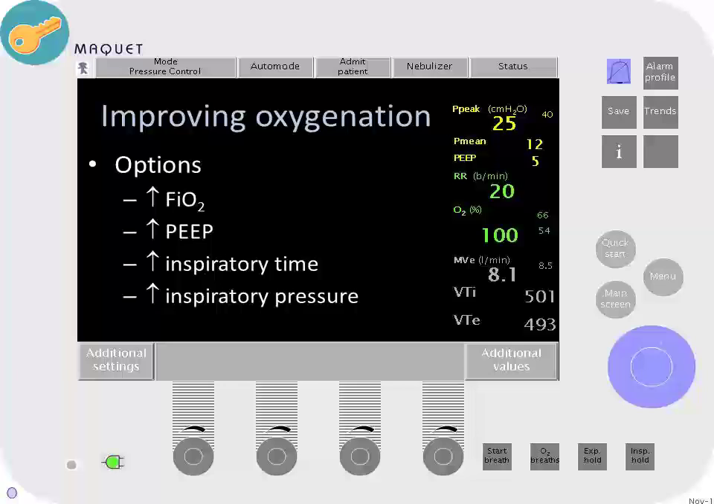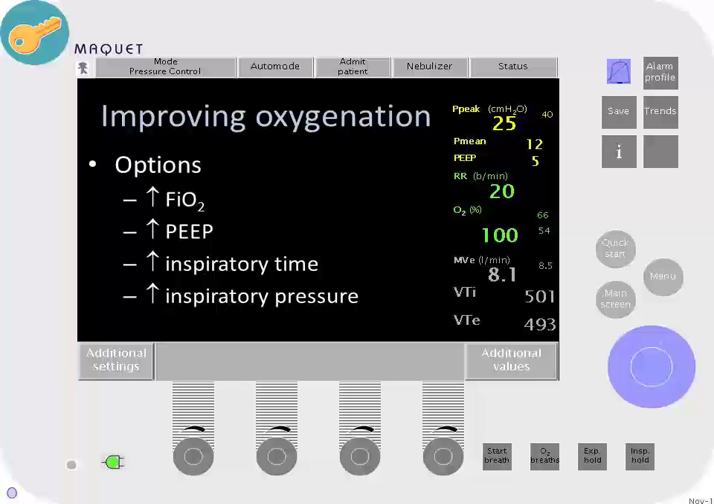The FiO2 is already 100% and so cannot be increased. Increasing the inspiratory pressure would increase the mean alveolar pressure and improve oxygenation, but would increase the risk of volutrauma and barotrauma. And the tidal volume is already 8 mils per kilo. Increasing the inspiratory time would increase the mean alveolar pressure, but might cause patient ventilator desynchrony or gas trapping.